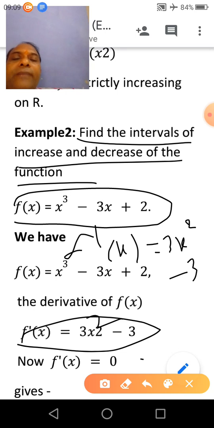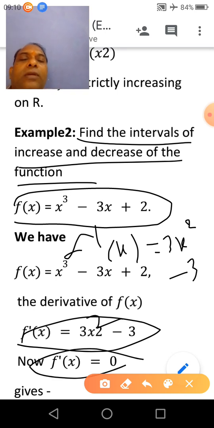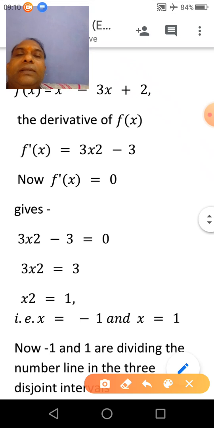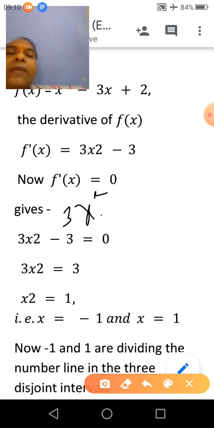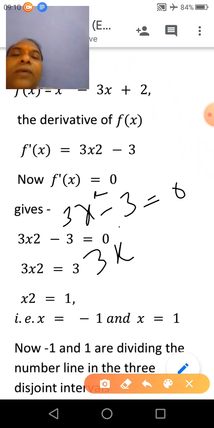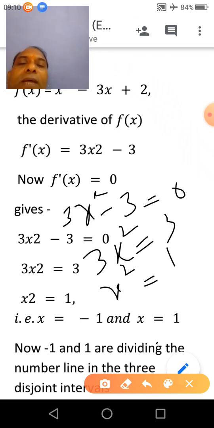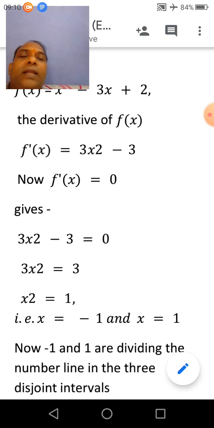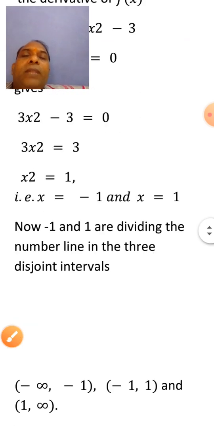Now put f dash x equal to 0 and find the value of x. So when we put f dash x equal to 0, it means 3x square minus 3 is equal to 0, then 3x square is equal to 3, so x square is equal to 1, so x will be equal to plus minus 1. So now you have two values of x: x is equal to minus 1 and x is equal to 1. Now put these values on the number line.